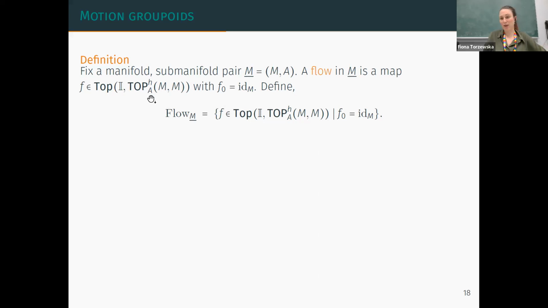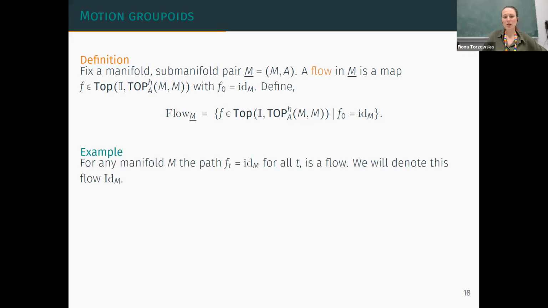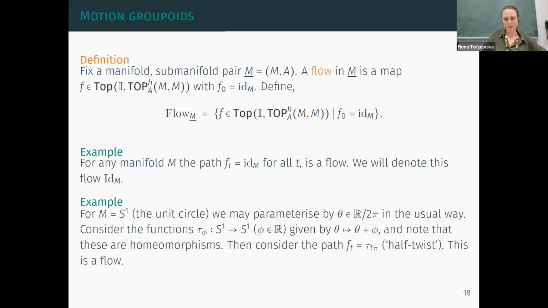And this A just means they fix A, so for example they fix the boundary. And we insist that they start at the identity. So a flow in M is just a continuous path of homeomorphisms of M starting at the identity. For example, if we take F at all t to be the identity, this is going to be a flow. We could also consider M to be the unit circle and take A to be empty, and then we could have some flow which gradually rotates the circle so that by the time we reach the end of the path, we've rotated the circle by pi.